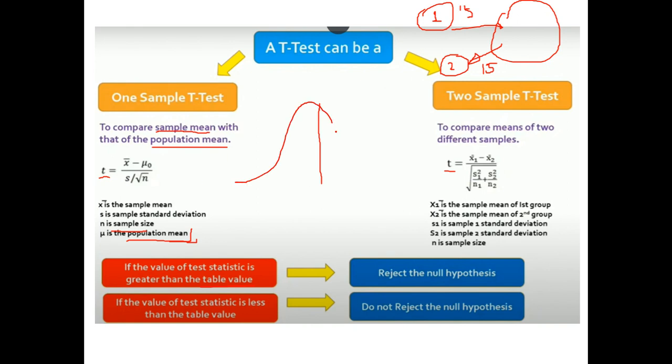That t distribution looks like a normal distribution, but it has some thickness, something is different in the t distribution curve. But based on this value, we can say whether both the samples are the same or not. That is what we want to conclude in the two sample test. And in the one sample test, when we take the sample mean and population into consideration, we are saying whether the population mean is the same as the sample mean or not. That is our hypothesis here: is this sample really representing the population or not?